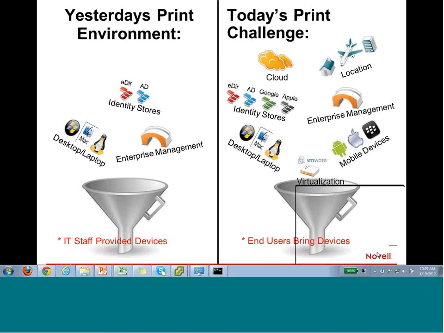All right, hello. I just want to talk about some of the different print things that we need to be aware of. So in yesterday's print environment, basically, you had a couple of different decisions to make. How do I get my desktop printing up and running on Mac, Linux, and Windows? You've got your management infrastructure there in place, and you really had two different identity stores to worry about. How do I have my users work from Active Directory and eDirectory? And pretty much the IT staff provided all the devices and the clients, and they were a part of that decision-making process for what was going to be supported in your organization.